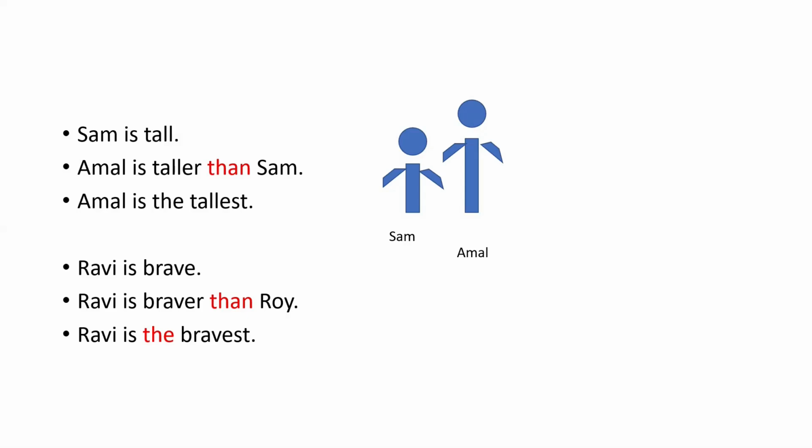Look at the second example. Here I compare the bravery of two people. Ravi is brave. Ravi is braver than Roy. Ravi is the bravest. Now here you can see the highlighted words of these sentences. I have highlighted than and the. The point is we use than in comparative form to compare two nouns, and we use the in the superlative degree to imply the highest or lowest.